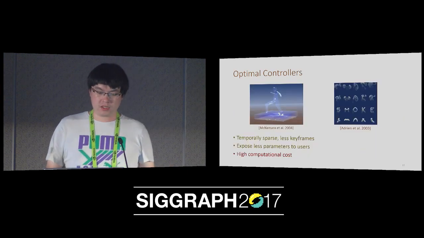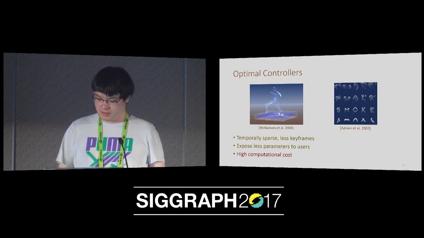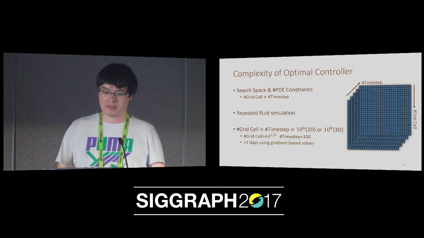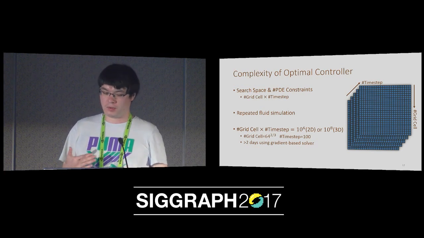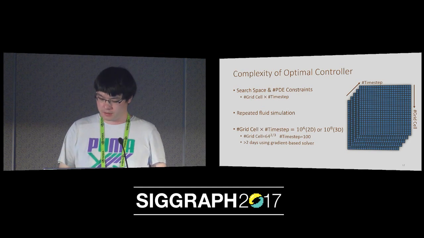So in summary, although the optimal controller is very user-friendly by requiring the fewest keyframes, and is very robust to parameters, it is computationally close to impractical. This is, of course, due to the high-dimensional search space and the large number of PDE constraints, or the Navier-Stokes constraints. Both of these are proportional to the number of grid cells and the number of time steps. In our experiments using moderate resolution and a small number of time steps, the search space dimension can be as high as on the order of 10 to the 6 in 2D and 10 to the 8 in 3D. And a typical optimization takes more than 2 days on a desktop machine using the gradient-based method.